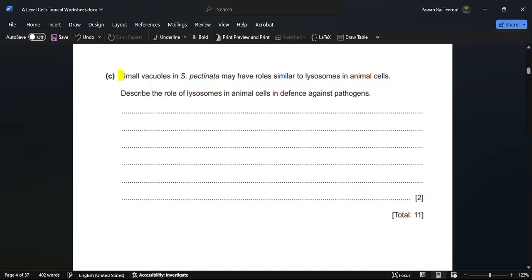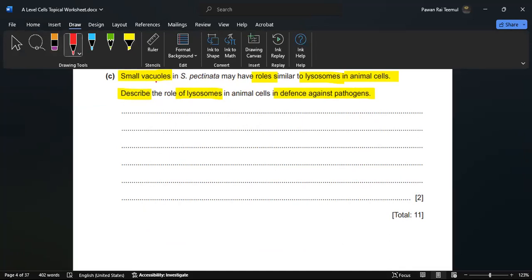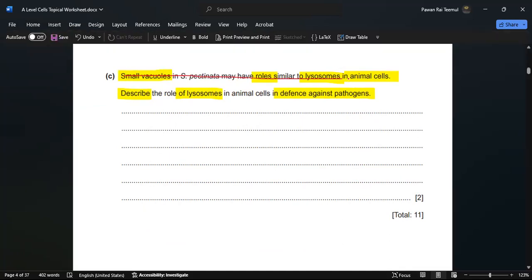Small vacuoles in S. pectinata may have roles similar to lysosomes in animal cells. Describe the role of lysosomes in animal cells in defense against pathogens. It's very specific now, so you may forget all these other parts. It's just a question about lysosomes: what's the function of lysosomes in animal cells in defense against pathogens. It's not a long one.